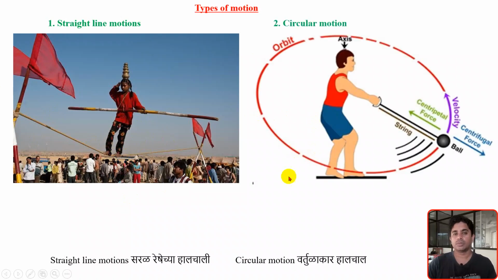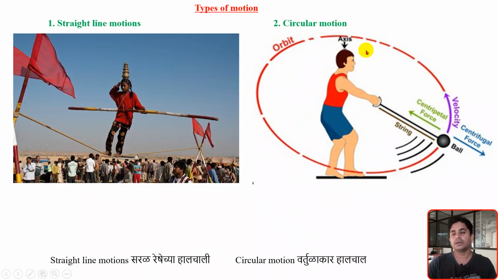Second is circular motion. As you can see, this boy is rotating a spherical ball using this string. By means of this string, he is rotating the spherical ball. He is making one circular orbit around himself. There is one axis I have shown here. So around this axis, or around himself, he is creating this circular orbit.